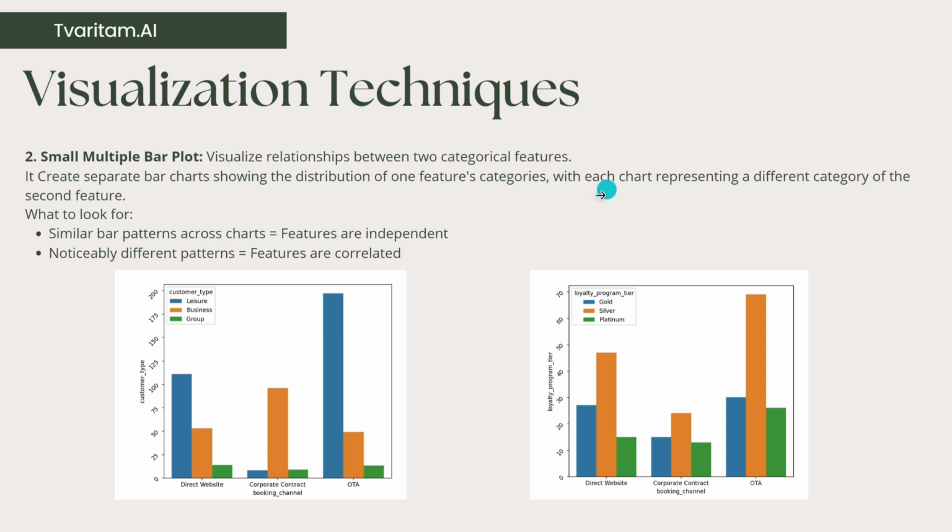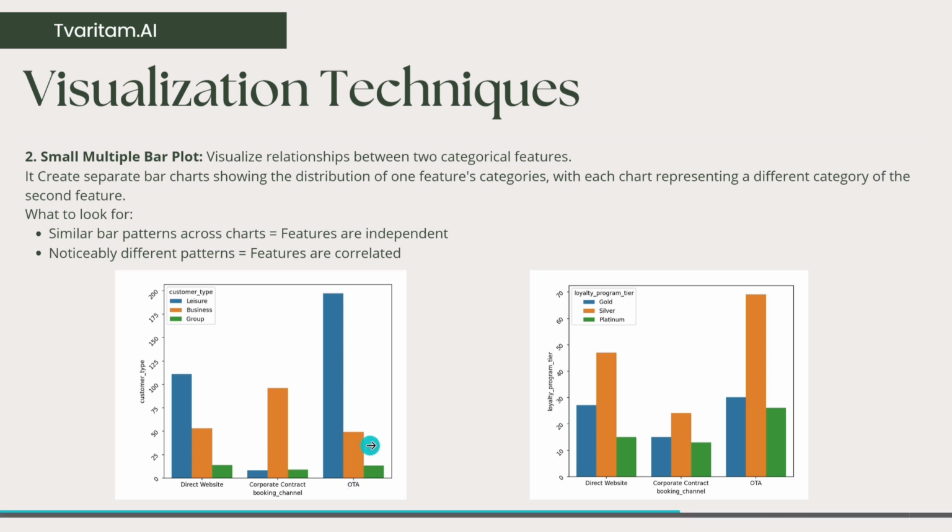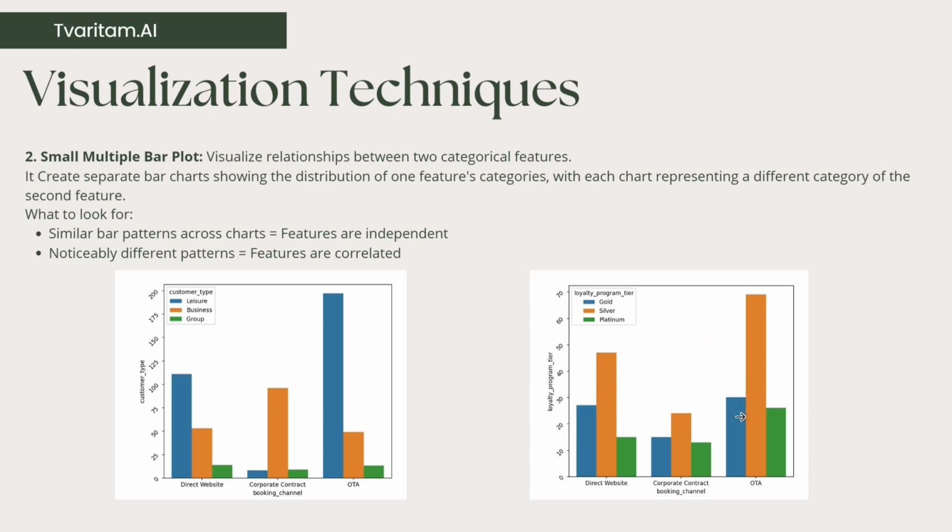Now if you see customer type and booking channel, customer type may include categories such as leisure, business, and group travel, while booking channel might include direct website, online travel agencies, or corporate contract, right? So if the distribution looks similar across categories, it suggests that the variables may be independent. If there are different trends or patterns, then the features are correlated. As you can see here, the leisure group is more prone to OTA, while on the right-hand side, the silver group is more prone to OTA. This is what you can notice in the small multiple bar plots.